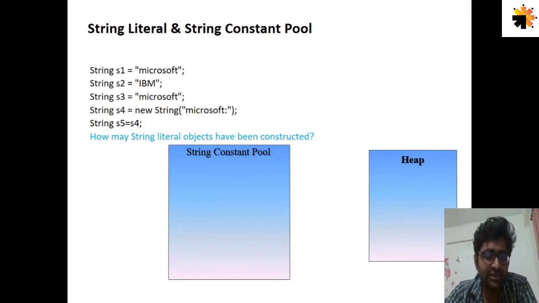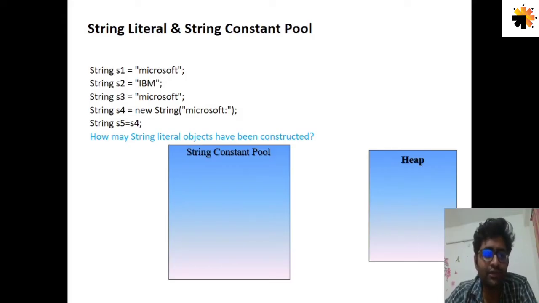The first string here which is created is String s1 equals Microsoft. Microsoft is a string literal which is stored in the string constant pool, and String s2 equals IBM. IBM is also a string literal which gets stored in the string constant pool. And then String s3 equals Microsoft. Now we can see that s1 and s3 both have Microsoft and both are string literals, so it will not create any additional objects because the Microsoft object is already present in the string constant pool. So s1 and s3 point to the same object.